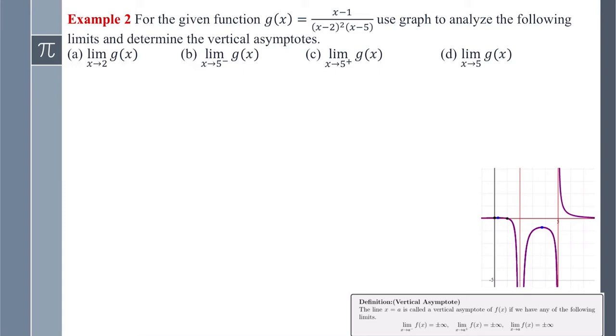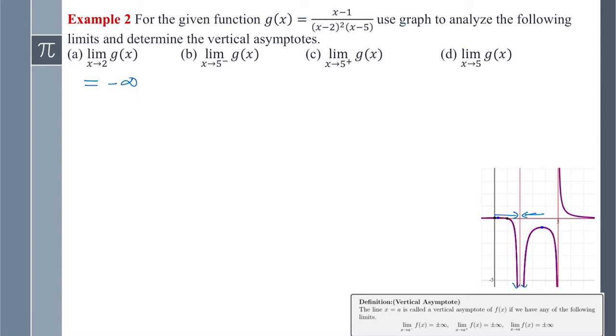We'll see the analytical method in the next example. So here we are going to use the graph. As x approaches 2 from the left and also from the right, from both directions, the function decreases without bound, or the function goes to negative infinity. That means this limit is negative infinity.